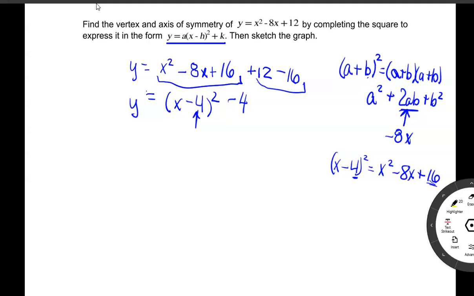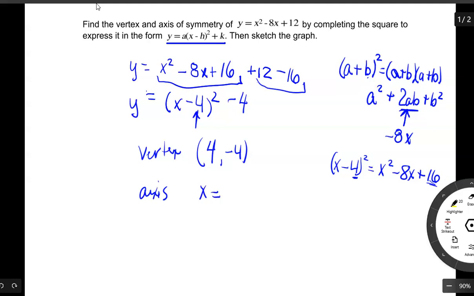Now, what if we were asked, what is the vertex? Well, now it's really easy to pull that out because we have our h and our k. H is right here. It's the 4. Remember, if we go back up and look at our standard, it's x minus h. So this is x minus 4, so h is 4. And then plus k is on the right, so that's our minus 4. And our axis is x equals, and you just take your h.